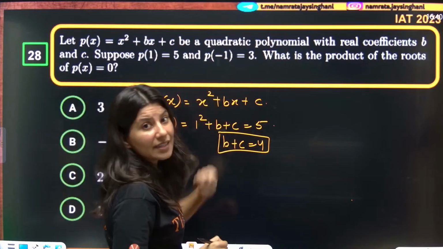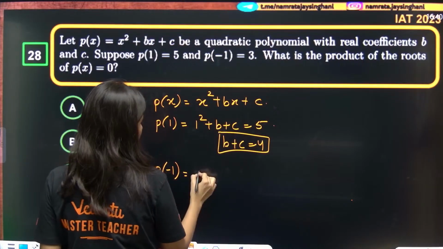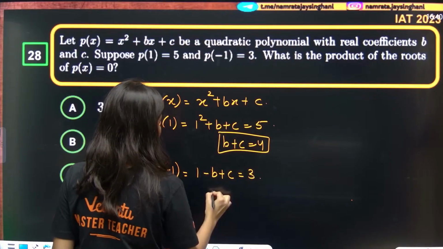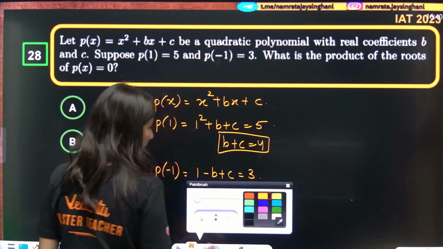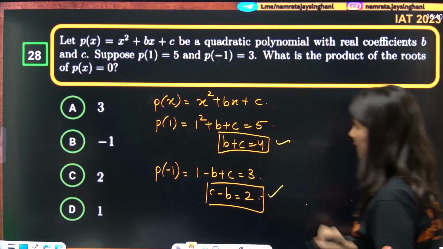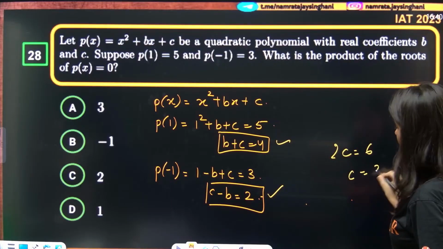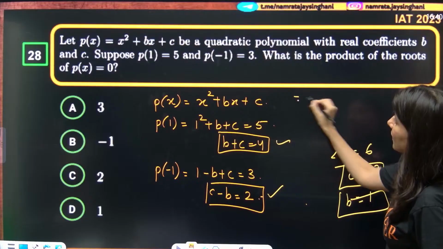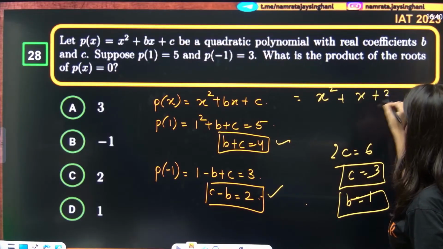And P of minus 1 is 3. So P of minus 1 is what? 1 minus B plus C is nothing but 3. So C minus B is nothing but 2. This is second. Now if you add these two quantities, B and B cancel, 2C is equal to 6. C is coming out as 3. So B will be 1. So this is your x square plus x plus 3.